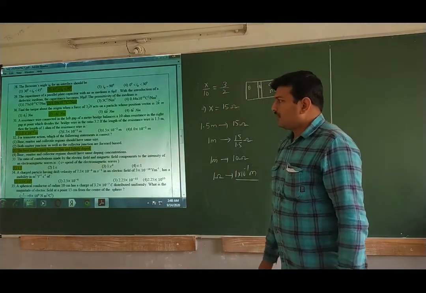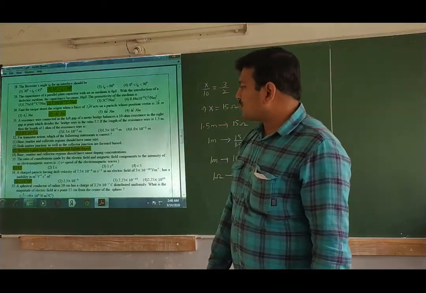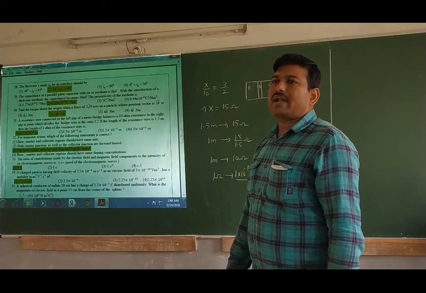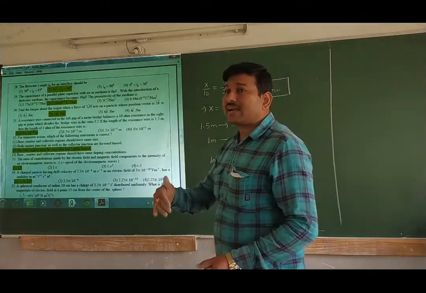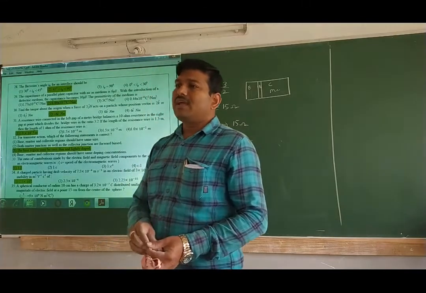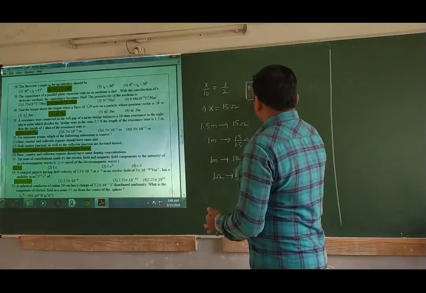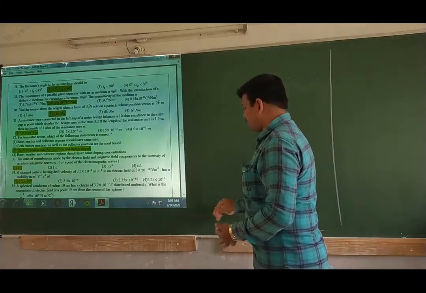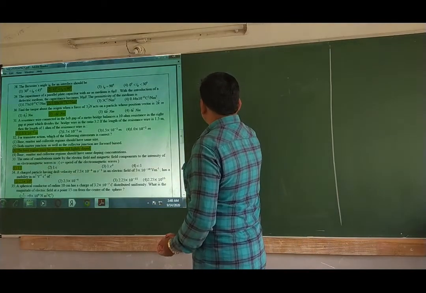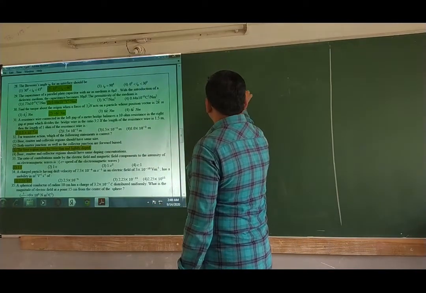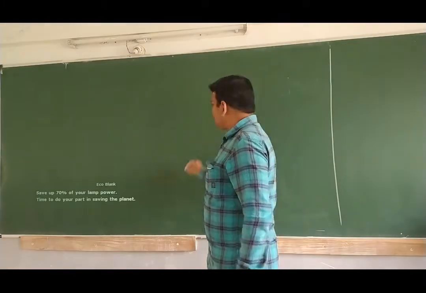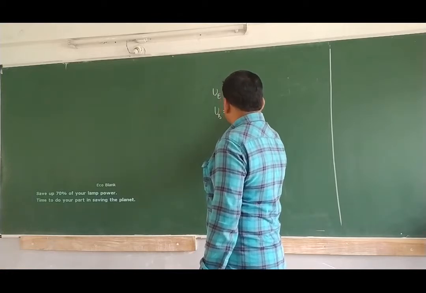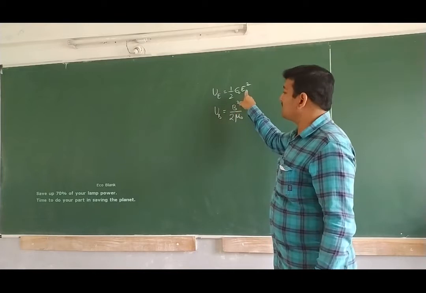Next. 33. The ratio of contributions made by the electric field and magnetic field components to the intensity of an electromagnetic wave is? In an electromagnetic wave, the electric vector and magnetic vector are responsible for electrical energy and magnetic energy. In the capacitor chapter, you studied energy density. Energy density in terms of electric field is half epsilon naught E square, and energy density in terms of magnetic field is B square divided by 2 mu naught.